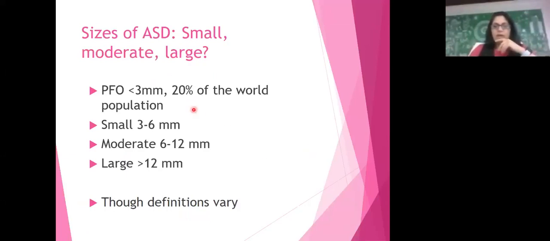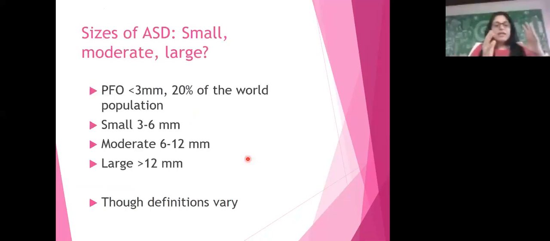So where does the ASD go? It goes from left to right, right? So let's go to the physiology. It goes from left to right, right? So when it goes from left atrium to right atrium to right ventricle to lung.